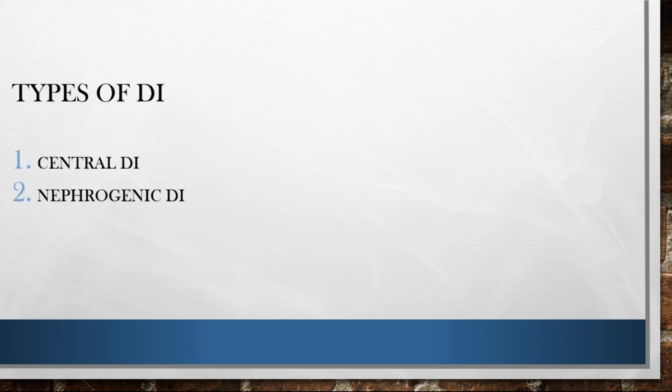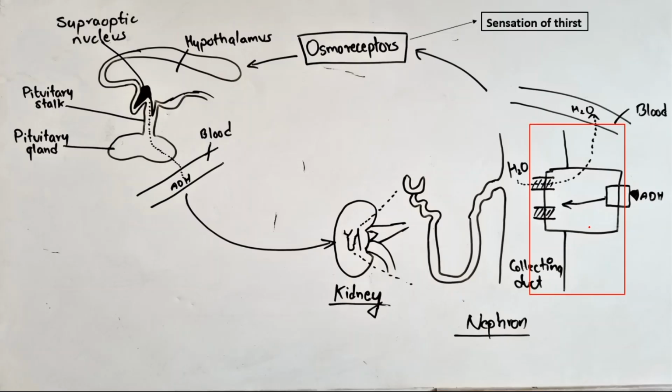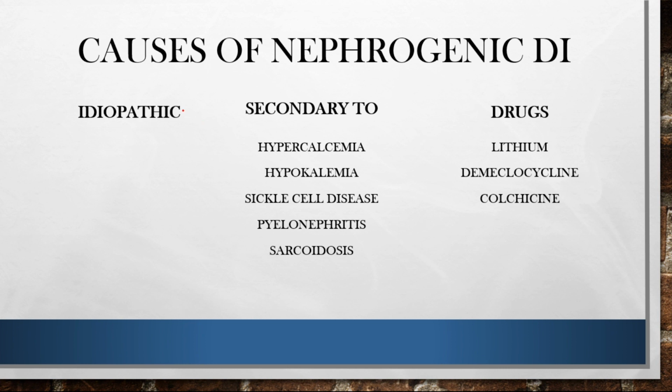Next one is nephrogenic diabetes insipidus, when there is a defect in the nephrons. Any kind of genetic mutations in these receptors, kidney diseases, polycystic kidney disease, or use of drugs such as lithium, which reduces the number of aquaporins in the cells, can lead to nephrogenic diabetes insipidus, and these are all the causes. When the cause is unknown, it is idiopathic. It can be secondary to hypercalcemia, hypokalemia, sickle cell disease, pyelonephritis, sarcoidosis, or use of drugs such as lithium, demeclocycline, colchicine, etc.